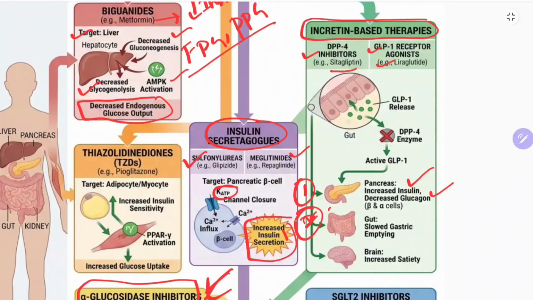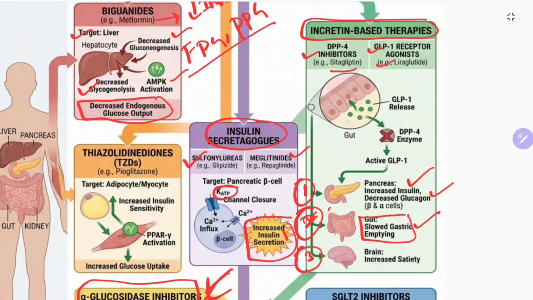And they will also act on the gut. They slow the gastric emptying, so the glucose is absorbed into the blood very slowly. So by slowing the gastric emptying, the glucose is very slowly absorbed from the gut. Thus your glucose homeostasis is maintained.